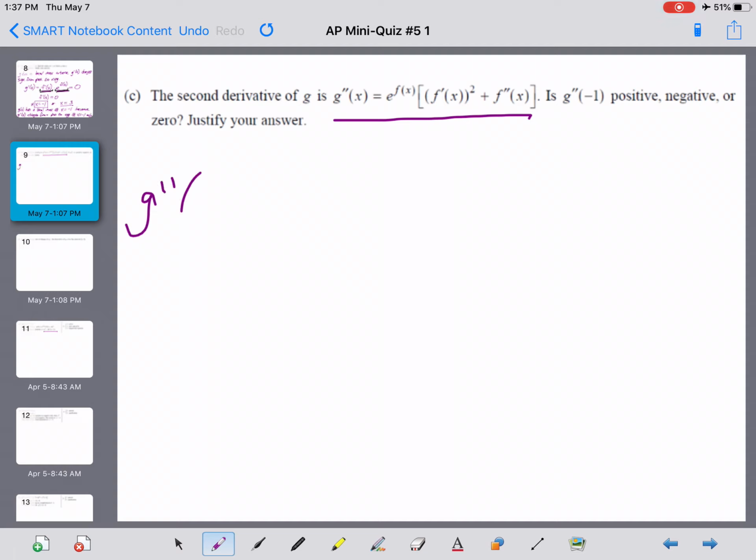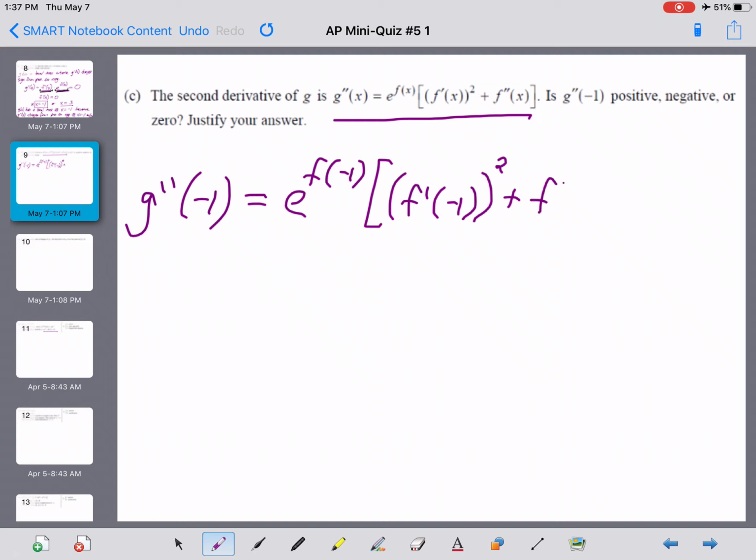G double prime of negative 1 then is going to equal, so we've got e to the f of negative 1, we'll worry about that in a minute. Then starting a set of brackets, and then in parentheses right here, we've got f prime of negative 1. Close all that and square that, plus f double prime of negative 1. Okay, and we've got to try to figure out the value of all of this.